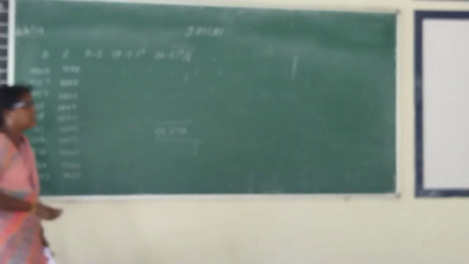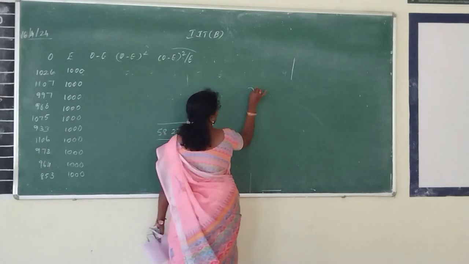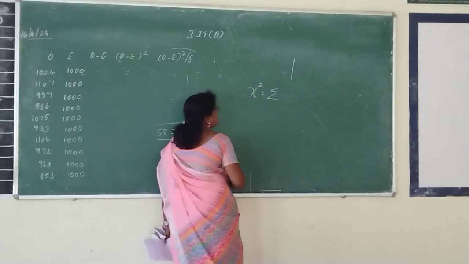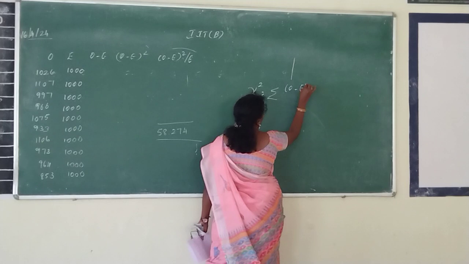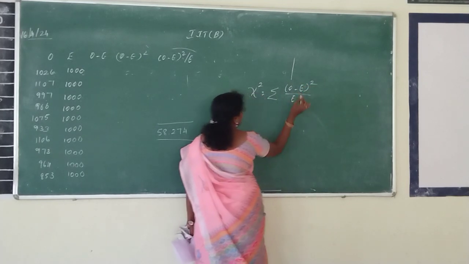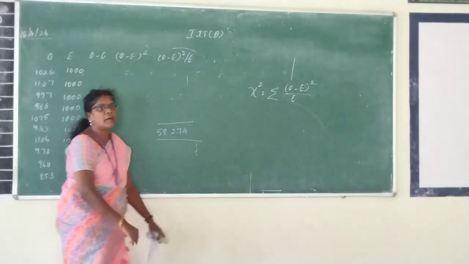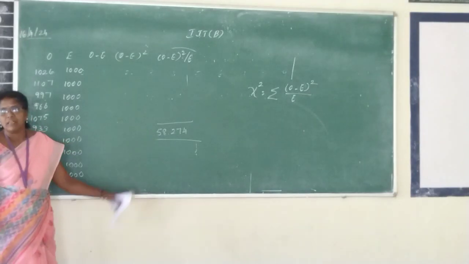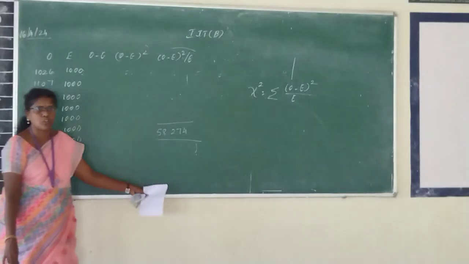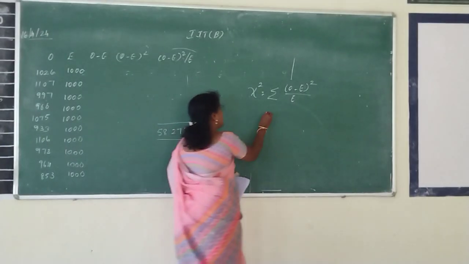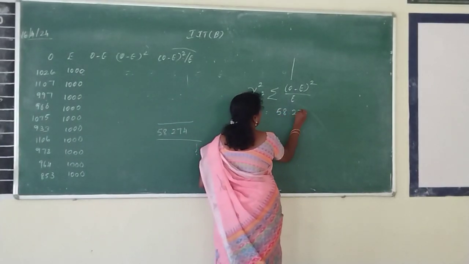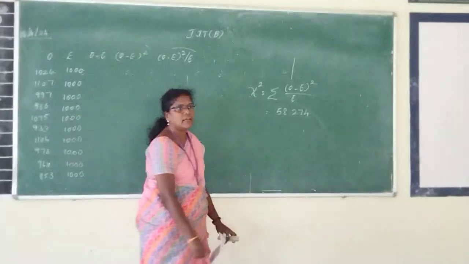No separate calculation for formula. So below the table, everyone write: the test statistic is chi-square equal to summation of (O minus E) whole square by E. This is nothing but the total of the last column. So the total of the last column is 58.274.